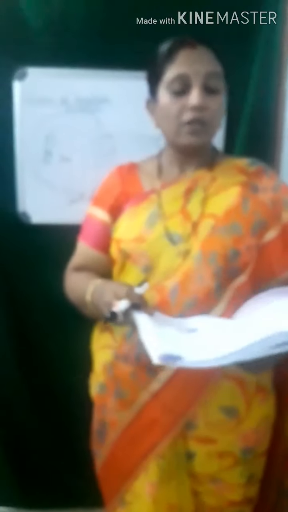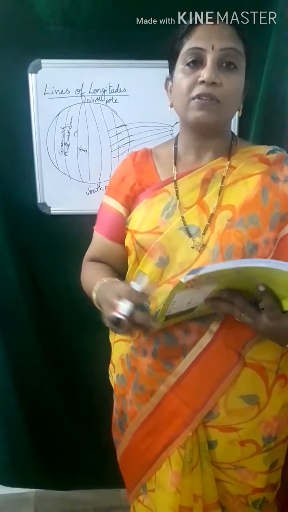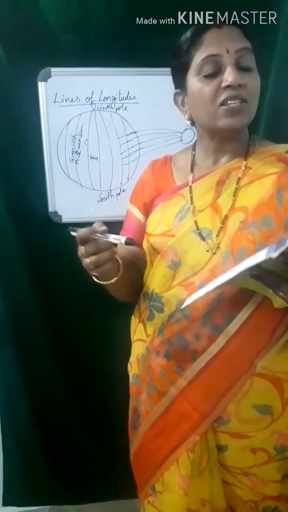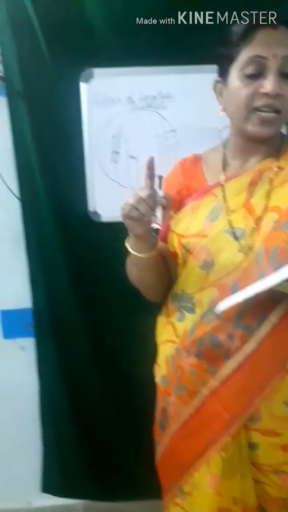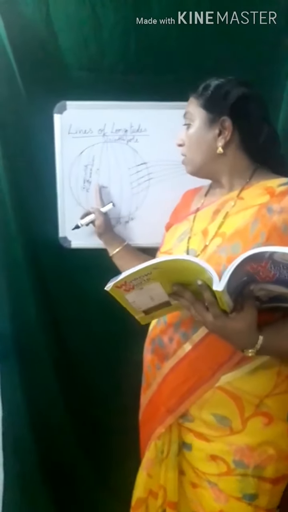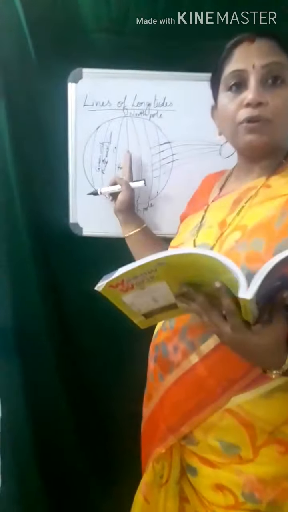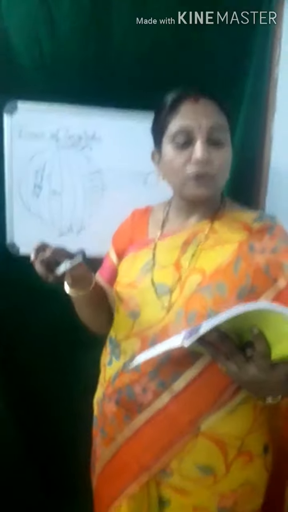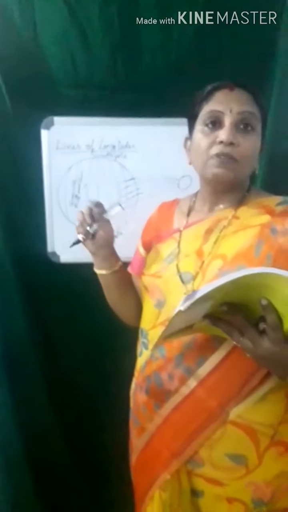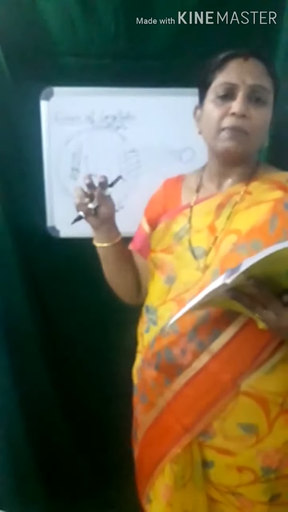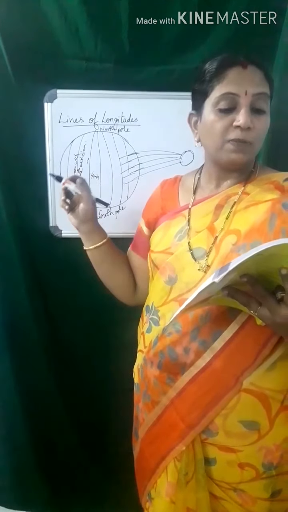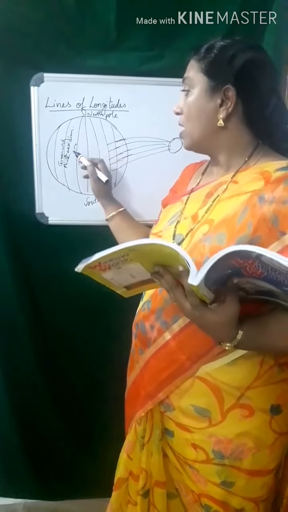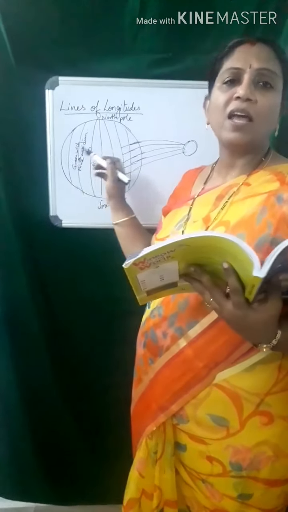Next, let us know about the International Date Line. Time, as we have seen, changes by 1 hour for every 15 degrees of longitude. This makes it very confusing for international travelers, especially if they are crossing several time zones. They will have so much confusion about the time.